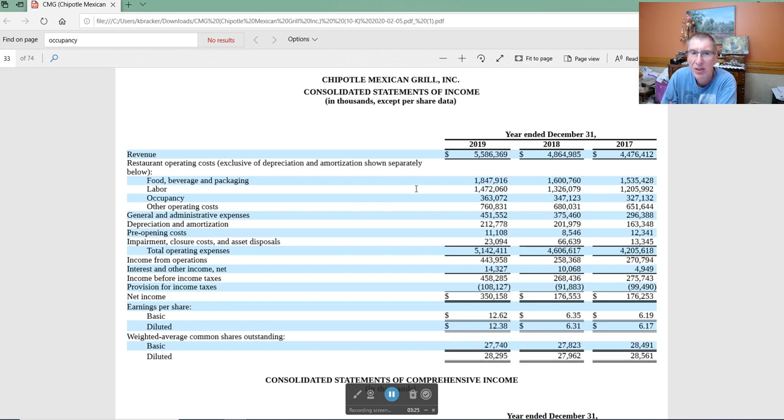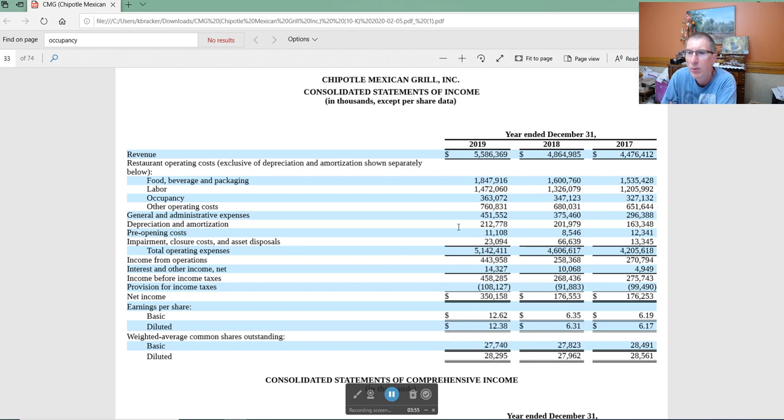After that, you start taking out the expenses. So obviously one of the big expenses is going to be food costs. As you can see, their food costs have gone up each year. That's not surprising because their sales have gone up. Their labor costs have gone up each year. Occupancy costs, which is effectively the rental rates, other operating costs, general and administrative expenses, depreciation and amortization.